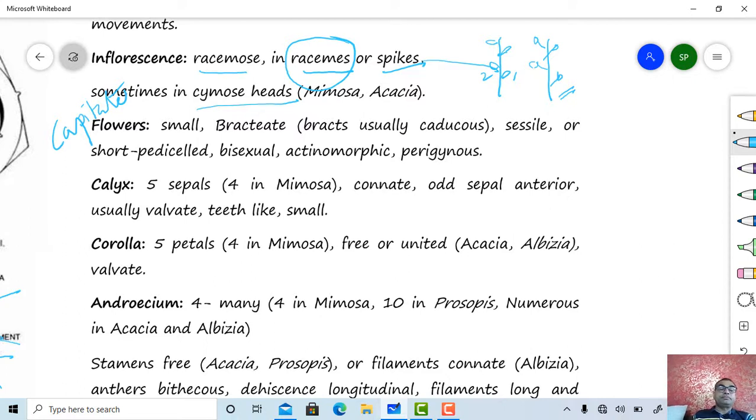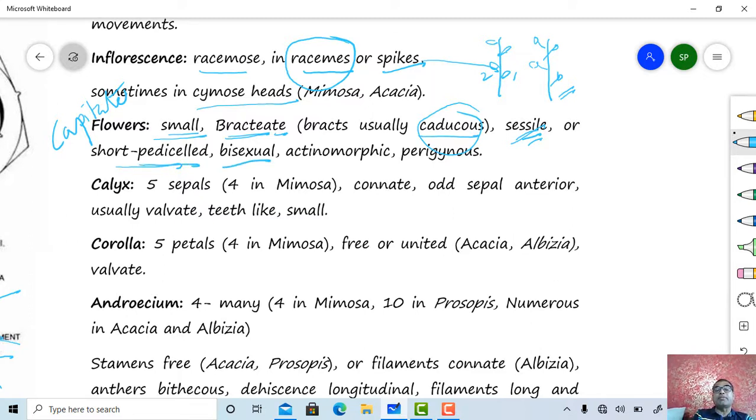Now about the flower. Flowers are smaller in size, then they are bracteate, but bracts are caducous. Caducous means these are ephemeral bracts. These bracts fall off as soon as the flower opens. So flowers are bracteate, but these bracts are caducous in nature, sessile or short pedicellated. In the majority of cases, these flowers are sessile, but may be short pedicelled.